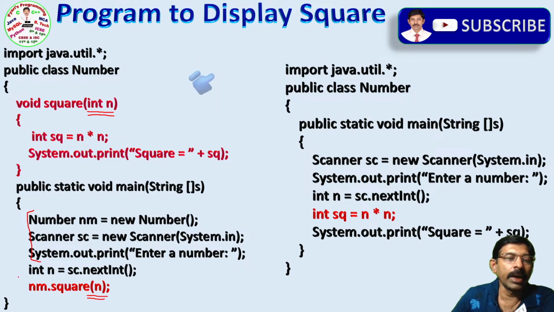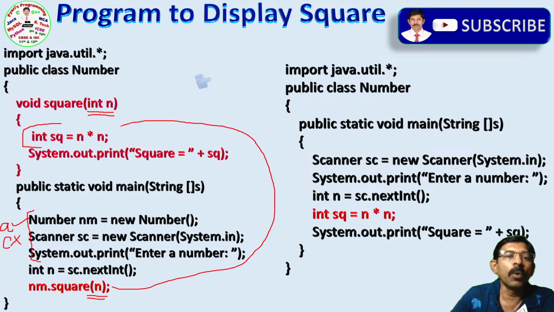After accept, I need to perform the calculation. So here we have decided accept will be done. Next part is your calculation. This method is performing the calculation, so main is not going to perform the calculation. It will call this method to perform the calculation. So the calculation will be replaced by the method call.